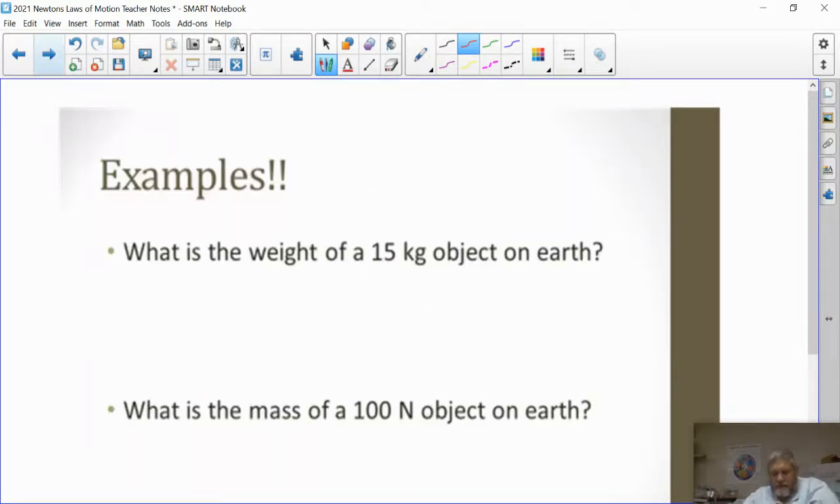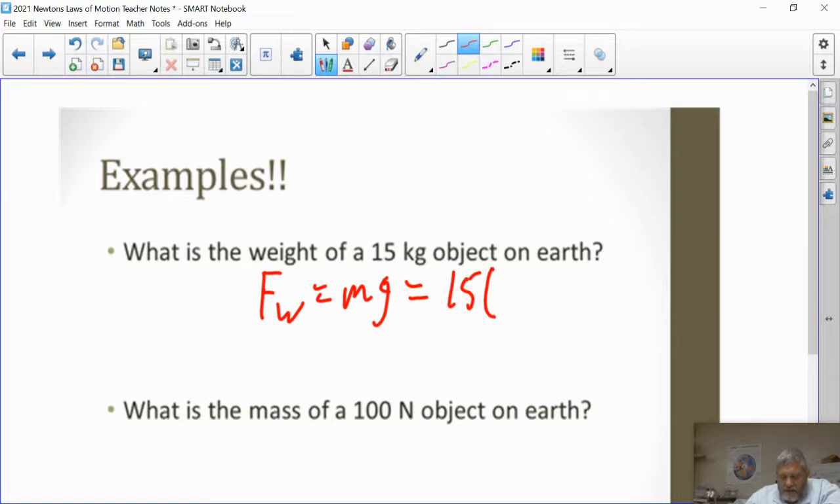All right, so example, what's the weight of a 15-kilogram object on the Earth? So F_W equals m times g. That's going to be equal to 15 times 9.8, or 147 newtons.